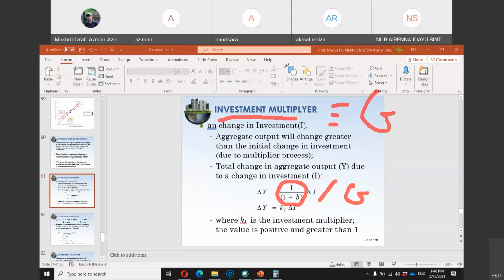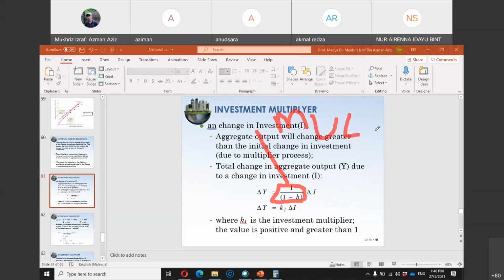If you look at this formula here, which part of this equation is the multiplier? The multiplier actually is this one. This is what we call the multiplier.